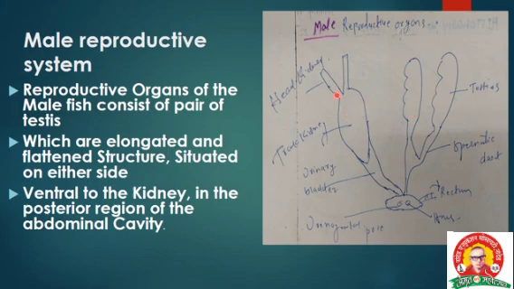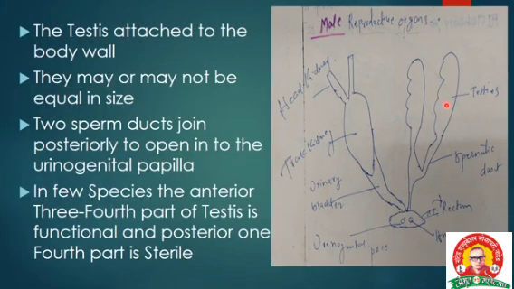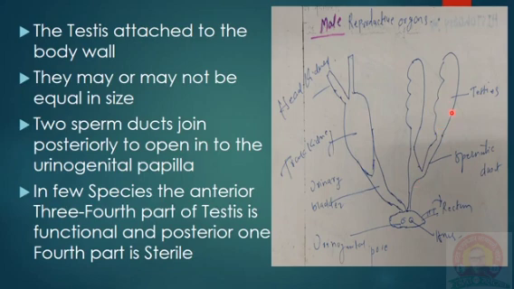This is the kidney, head kidney and trunk kidney, the parts of the kidney. The testis is present on either side, ventral to the kidney, in the posterior region of the abdominal cavity. Then the testis is attached to the body wall.